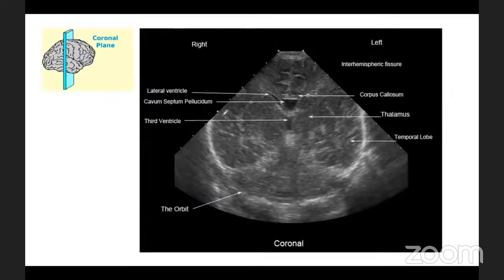So in the coronal plane, if you see, it divides the brain into front and back, and this is oriented in such a way that the right side of the baby is projected on the left of the image. So the right side is on your left side, and the left of the baby is on your right side.